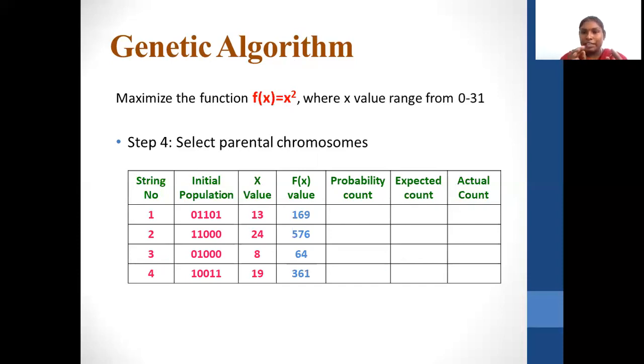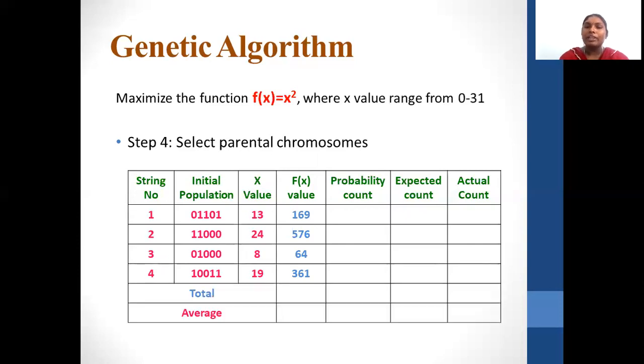Once the fitness function is calculated, we are going to project it onto the circle, the roulette wheel that we discussed previously. As I told you, this is based on probability. A portion of the circle is allocated to the corresponding values.